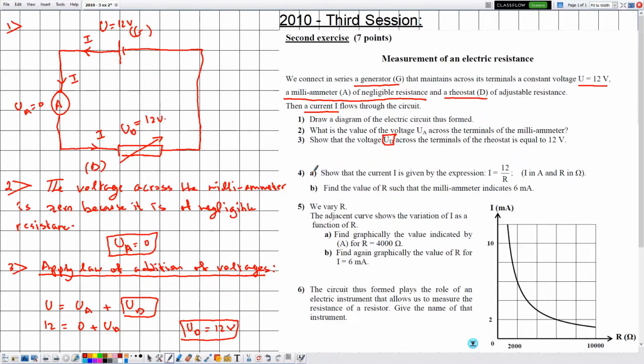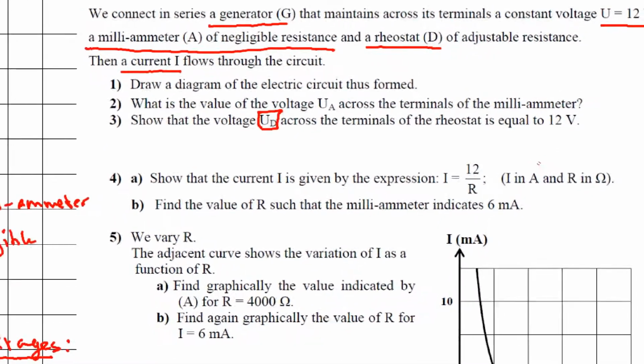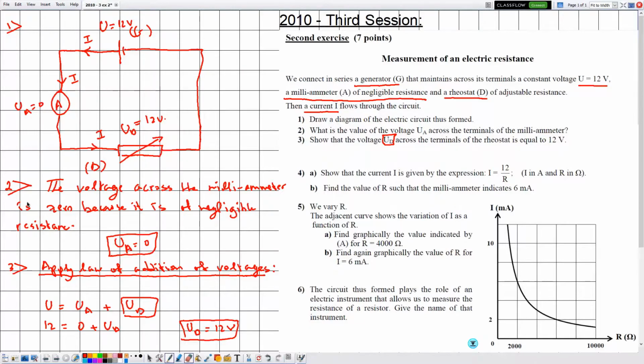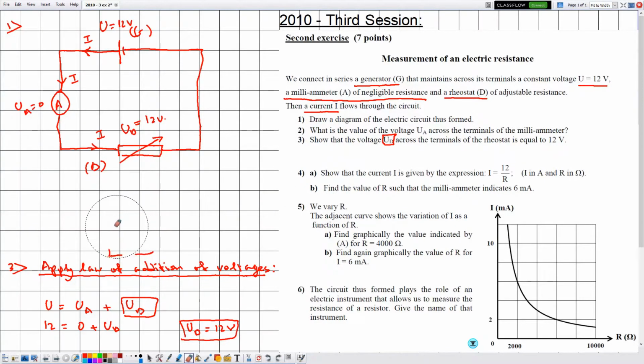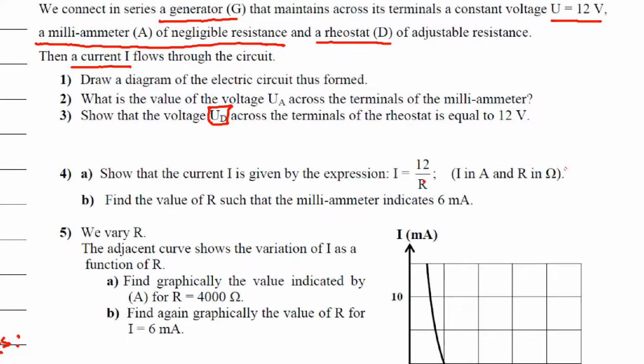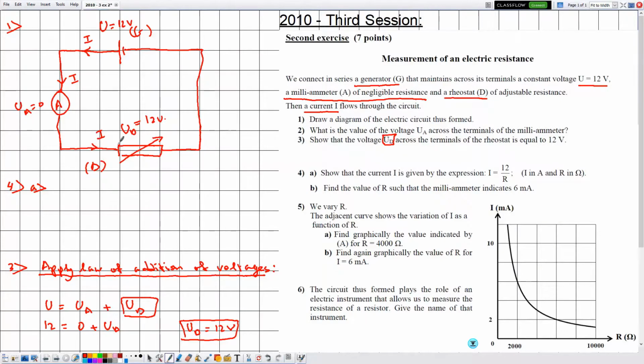Now in part 4, part A, they are telling me to show that the current I is given by the expression I is equal to 12 divided by R. Then we need to prove that the current I traversing this electric circuit can be written as 12 divided by R. So this is a relation between the electric current and the resistance, and probably this 12 here is for the voltage. So it's the relation between the voltage, the resistance, and the current, and this is given by Ohm's law. Then let's apply Ohm's law to the rheostat D.